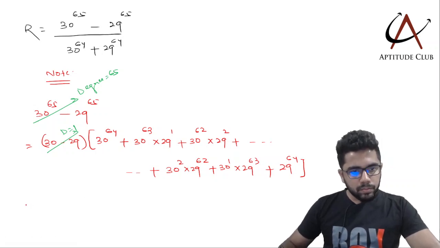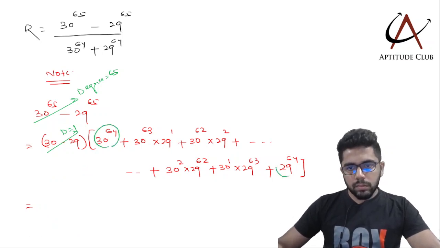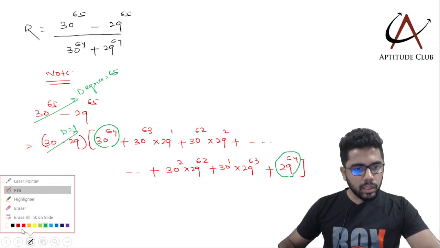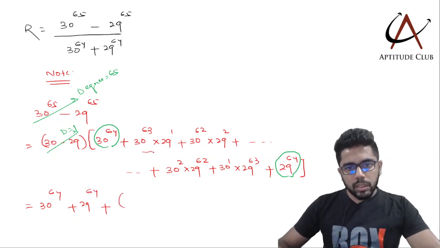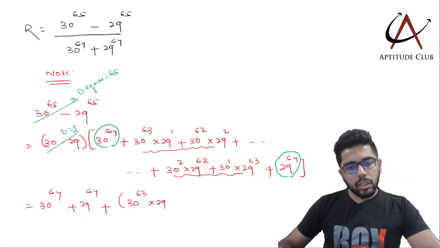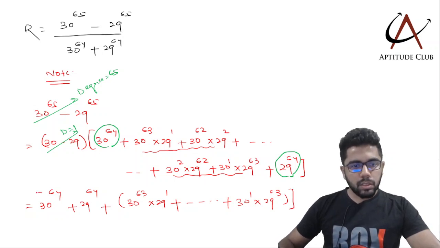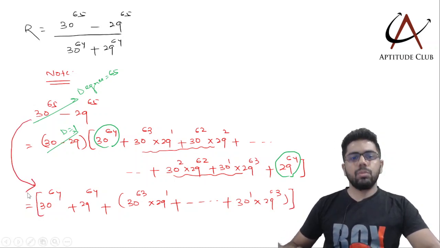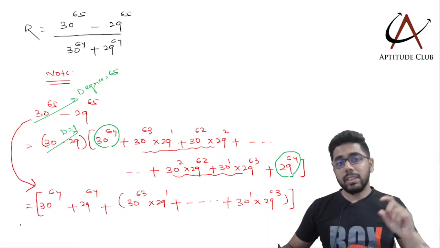So this becomes 1. So now in the expansion, if I'm taking up this and this, I'll keep them together. So 30 to the power 64 plus 29 to the power 64 plus the rest of the terms. So it is 30 to the power 63 into 29 to the power 1, so on till 30 to the power 1 into 29 to the power 63. All the rest of the terms I keep here. So this is how the numerator will look if you simplify it a little bit. Once you have simplified the numerator, now let's see what can be the value of R.